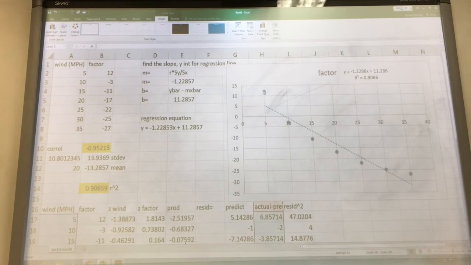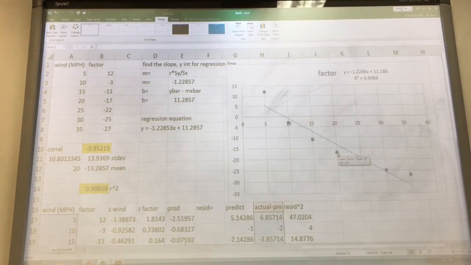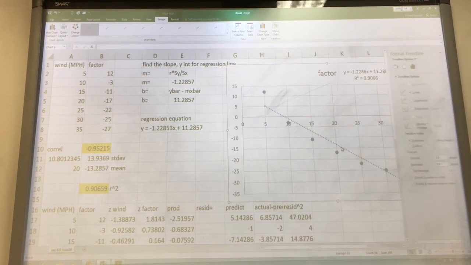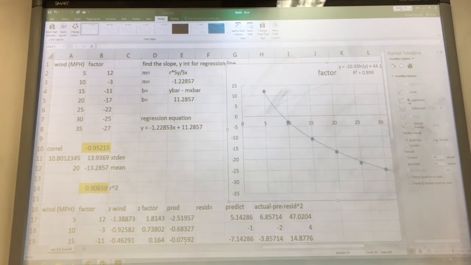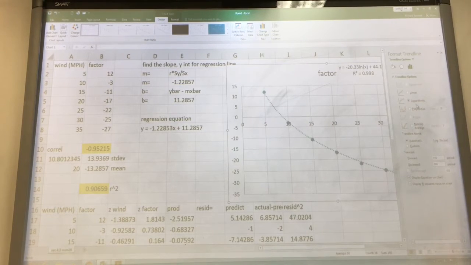And going back to here, that is kind of curvy there, right? So what would be a better type of regression? You can actually go in here, I think if you click on your trend line, you can say, well, how about if I did logarithmic? Ooh, that looks really good. By the way, that's 0.998. Polynomial.